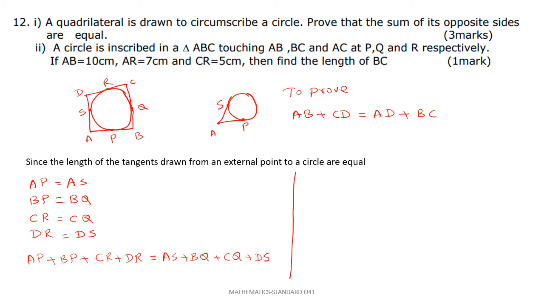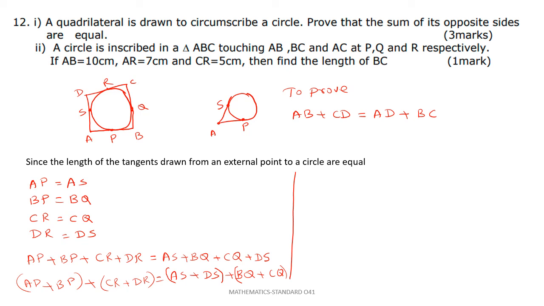So now let's rearrange it, like AS and DS are in the same line. So I'm just arranging it. I'll bring DS here. Okay. So here AP plus BP, CR plus DR. Just check whether it is in the same line. AS and DS are in the same line. BQ and CQ are in the same line.